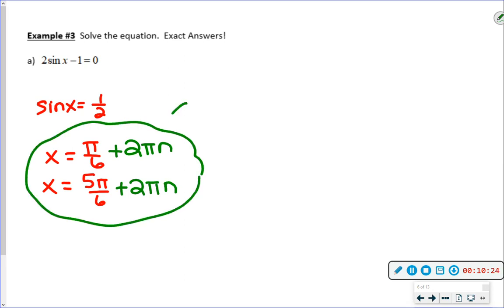I'm just going to put a little note. That is for your coterminals. Yep, we could go 1 circle, 2 circles, 3 circles, 4 circles. I could go all day long. Nobody wants to see that. So if it doesn't restrict you to 0 to 2 pi or 0 to 360, you have to add that on for all the possible coterminal solutions.